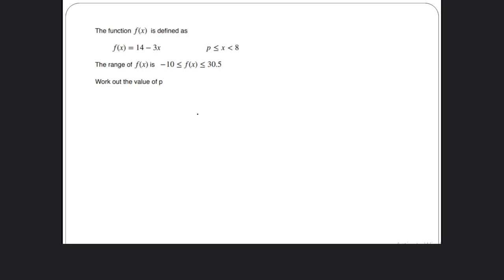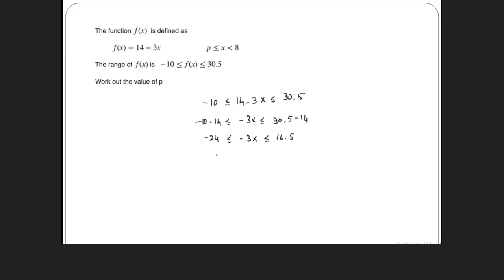Okay, let's start. What can we do? We can change this question to an inequality problem. Just substitute the function value. f of x is 14 minus 3x. We can solve this for x. First of all, we have to eliminate 14 from the middle, so we can subtract 14 on both sides. What would be the answer? Minus 24 less than or equal to minus 3x less than or equal to 16.5.